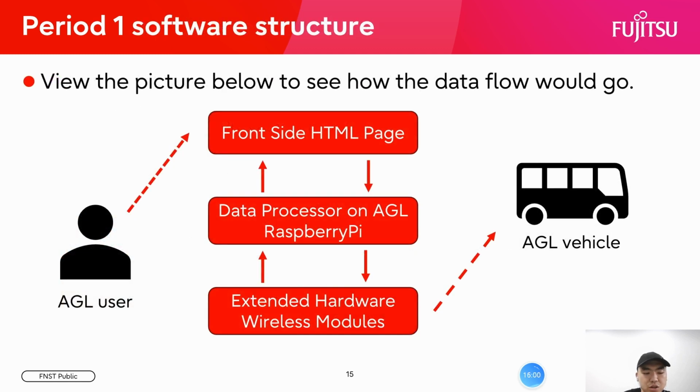The software structure of period 1 is roughly shown in the figure below. The user can click on the front end, and the buttons will give data to the data processor on the Raspberry Pi, and the data processor is going to translate those instructions and send signals to the extended hardware wireless modules. So we can see this demo is going to be a wireless connection between the AGL user and the AGL vehicle.